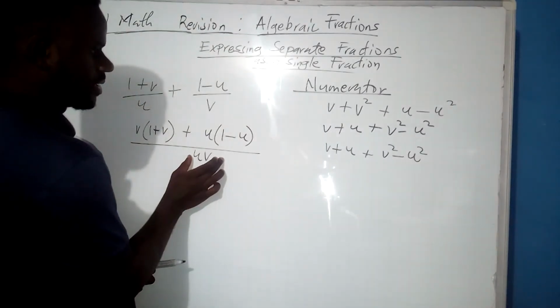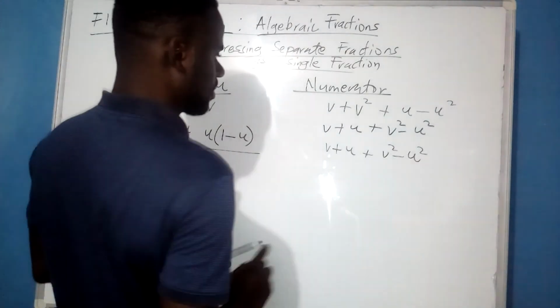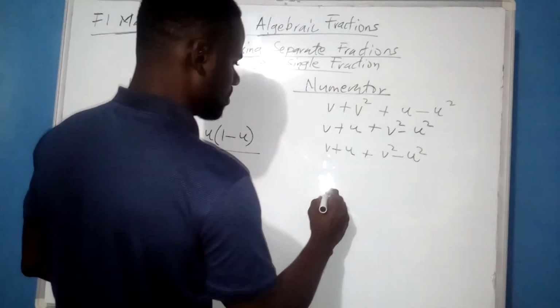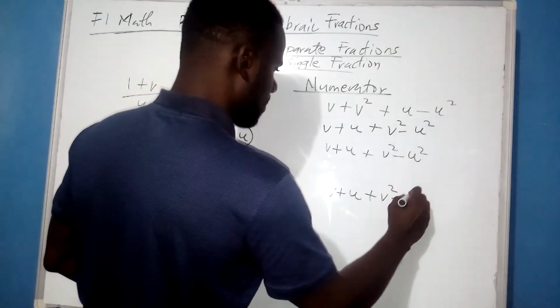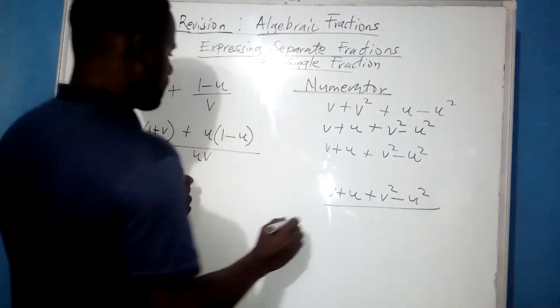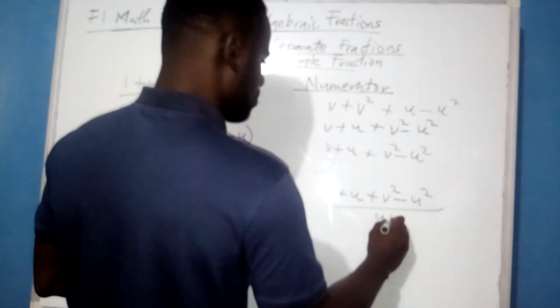Then we combine the denominator here. So the final answer will simply be v plus u plus v squared minus u squared, all of this all over uv.